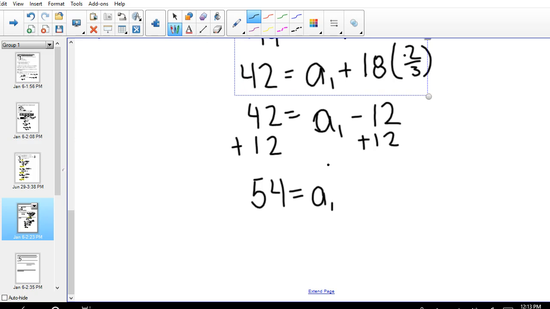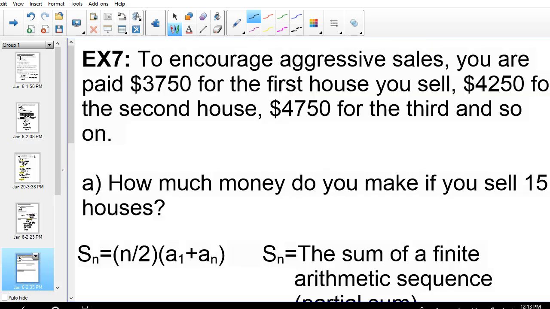Okay, so that's for arithmetic sequences. We also need to know about, no, hold on. We've got to do a different problem. I'm skipping ahead of myself here.